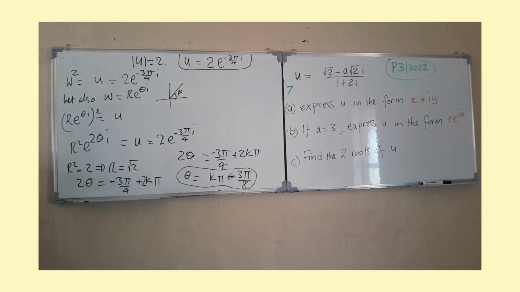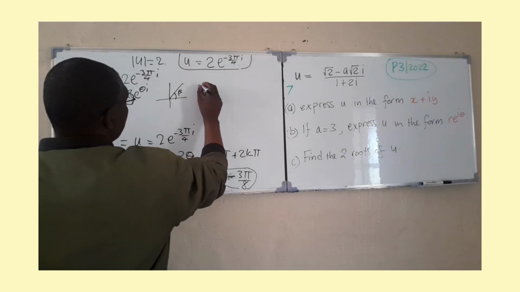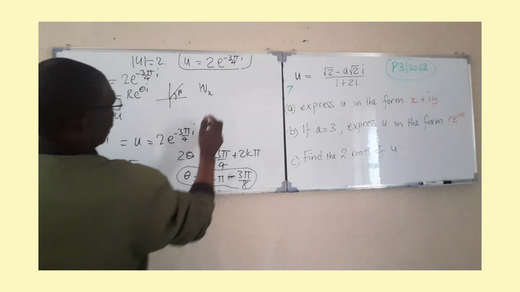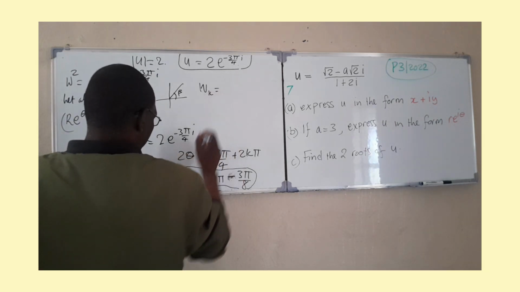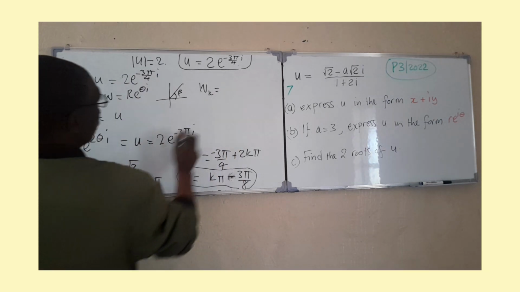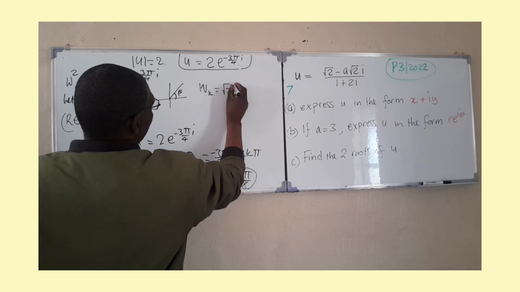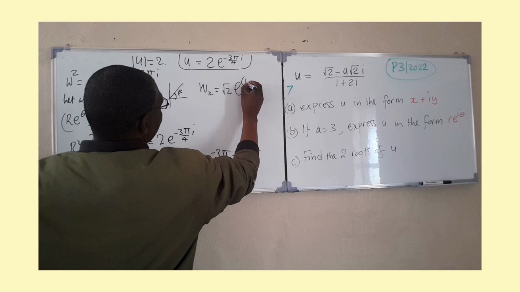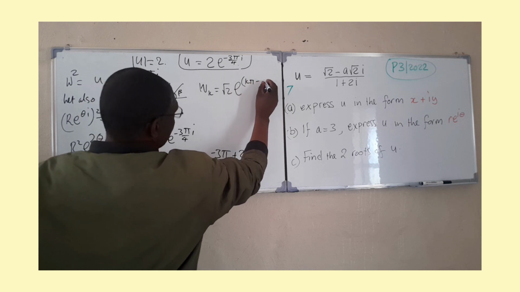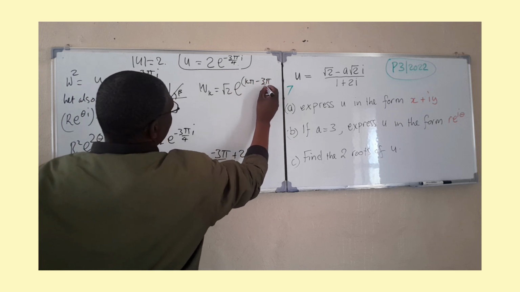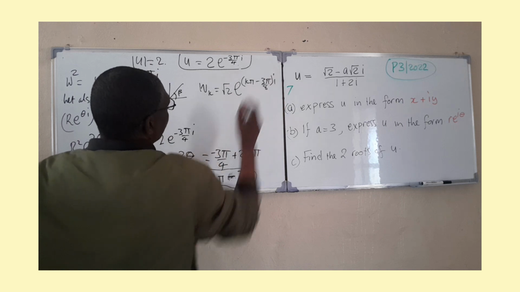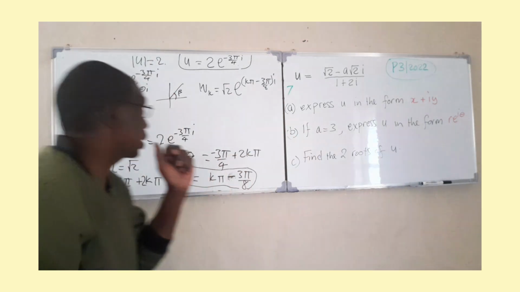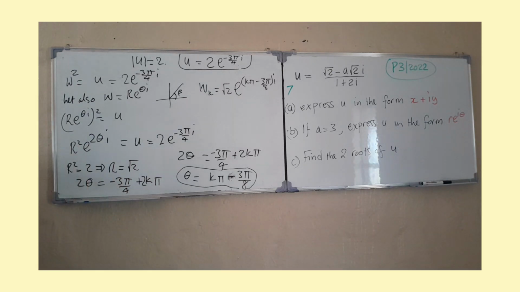So I can write w as a function of k here, equal to the modulus of w, which is root of 2, e to the power, brackets, k pi minus 3 pi over 8, multiplied, of course, by i. That is w expressed in exponential form. Do we get what we did here?